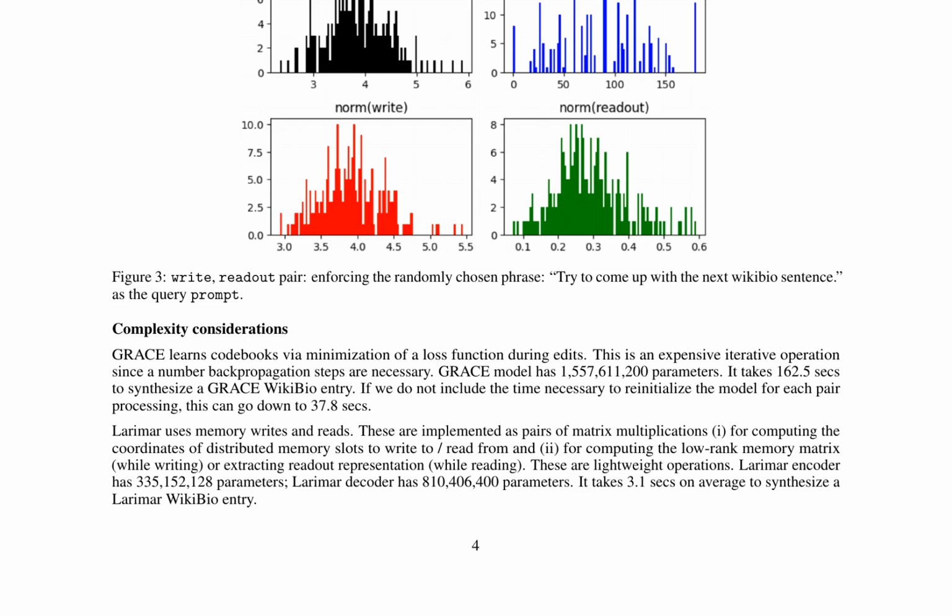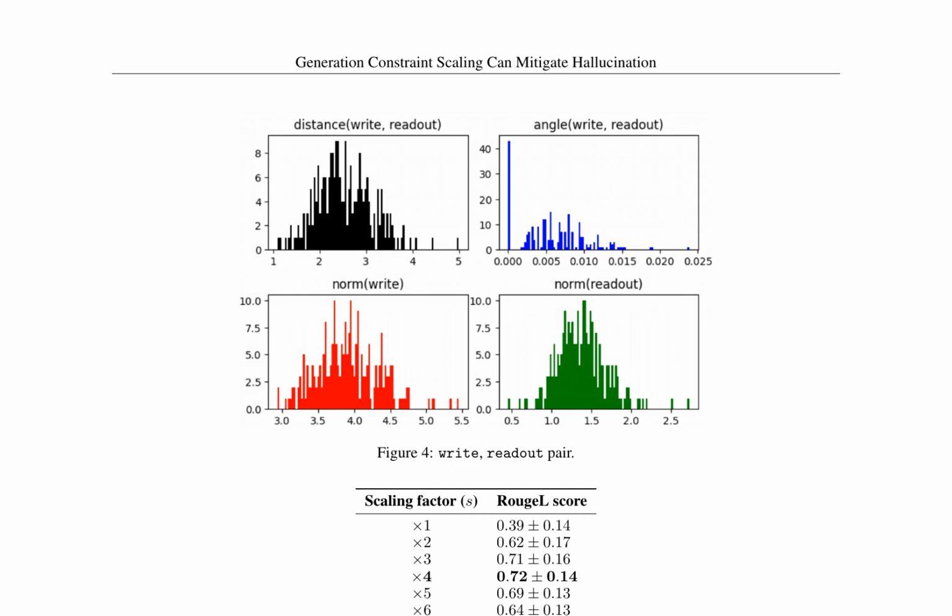Grace learns codebooks via minimization of a loss function during edits, which is an expensive iterative operation requiring backpropagation steps. In contrast, Larimar uses memory writes and reads, implemented as pairs of matrix multiplications, making it a lightweight operation. The research discusses the mitigation of hallucination in language models by leveraging generation constraint scaling. This approach is demonstrated through various experiments and comparisons with existing methods.